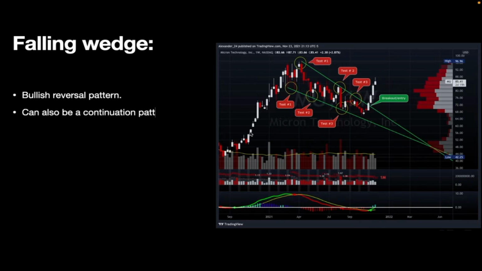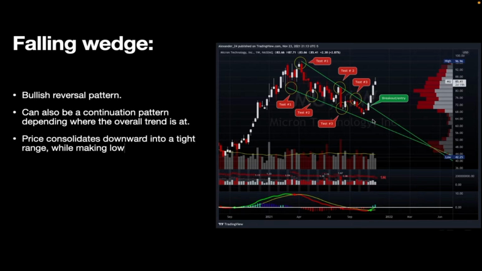Some may even say that this could be a continuation pattern because of the overall trend prior, right? And then it consolidates, and then it's going into continuation. It really just depends. I guess it could play a role with the time frames, but overall, a falling wedge can be a reversal pattern or it can be a continuation pattern, depending where the trend is at.